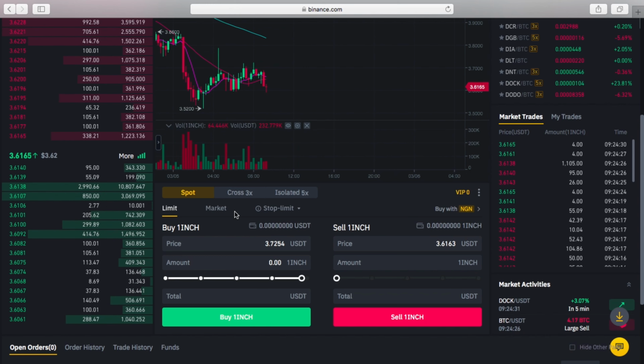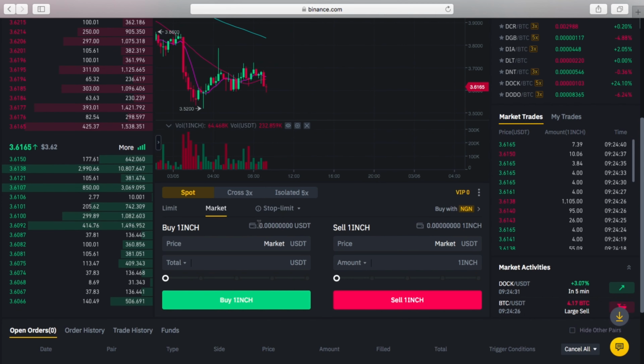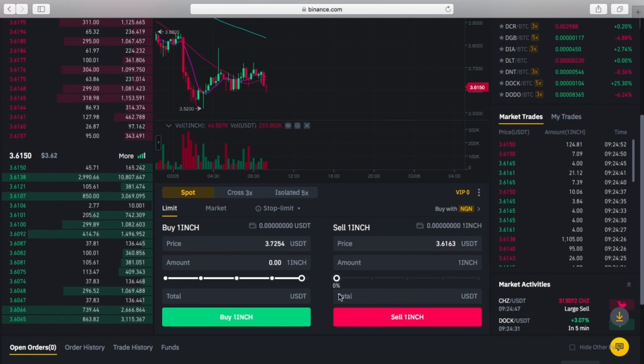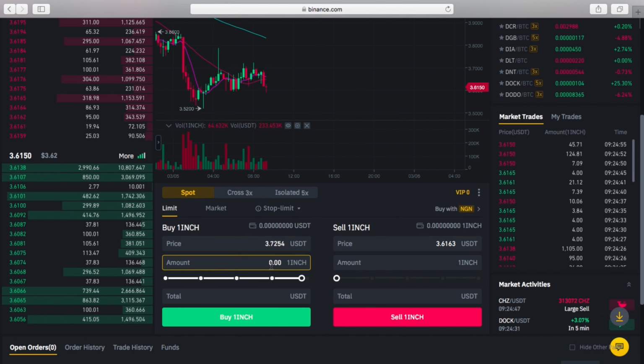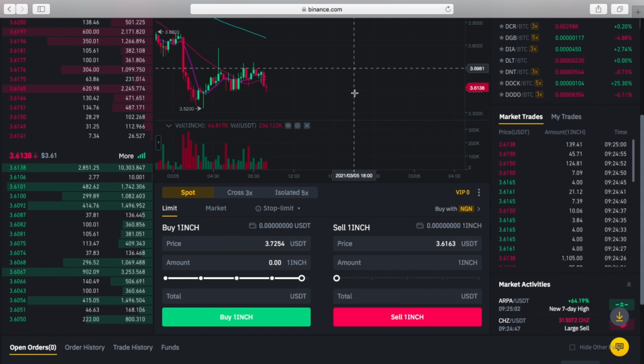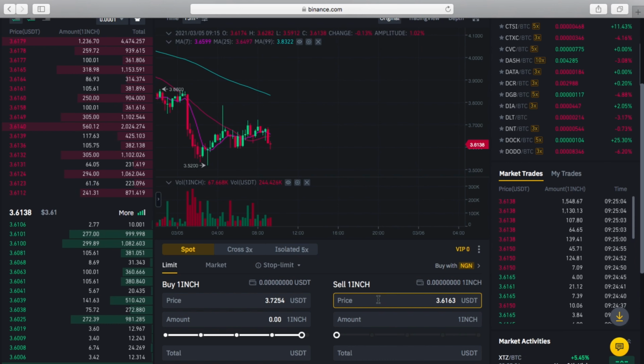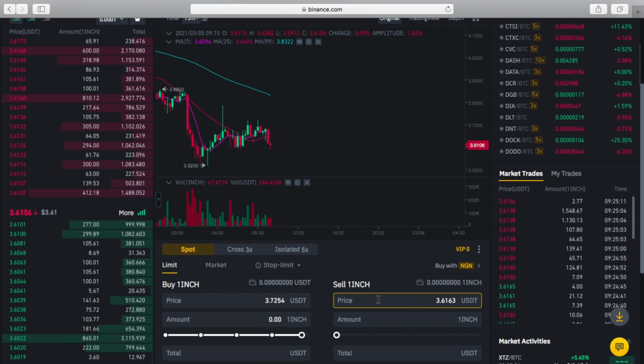So I've explained this because this is the basic thing you need to know, and it's still the same thing when you want to go to your sell side too. Using the web version, whatever you choose here is still the same thing here. So if I'm going through the market order, it's still market here. If I'm using stop limit here, it's still stop limit here. If I'm using limit here, it's still limit here. So now you use the stop limits to buy the crypto at your desired price, which was somewhere around 3.7, whatever, somewhere here. Then you can say okay, you want to sell at this price. So this is where you now put in your sell price for the 1INCH you purchased.